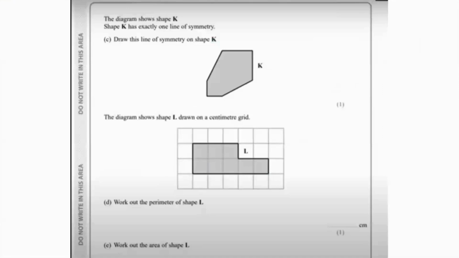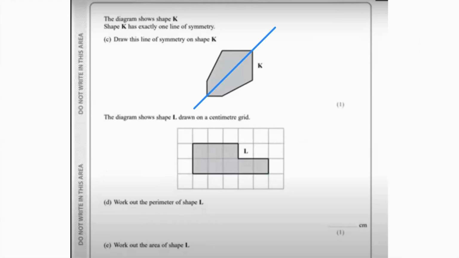And the next part says that the diagram shows shape K. Shape K has exactly one line of symmetry. Draw this line of symmetry on shape K. So the line of symmetry is going to be this. As you can see, this line equally divides the shape into two equal parts, and both those sides are identical.